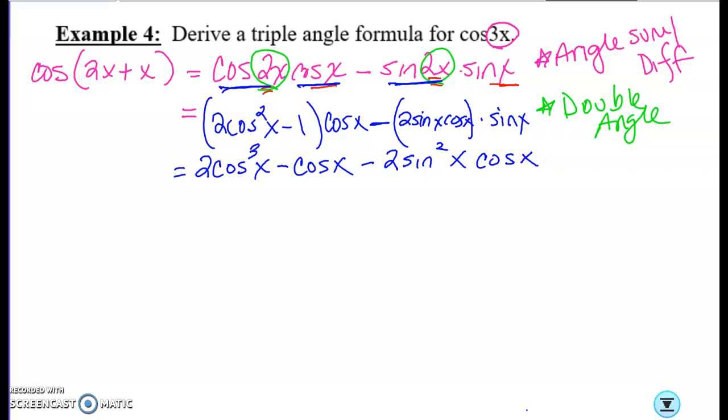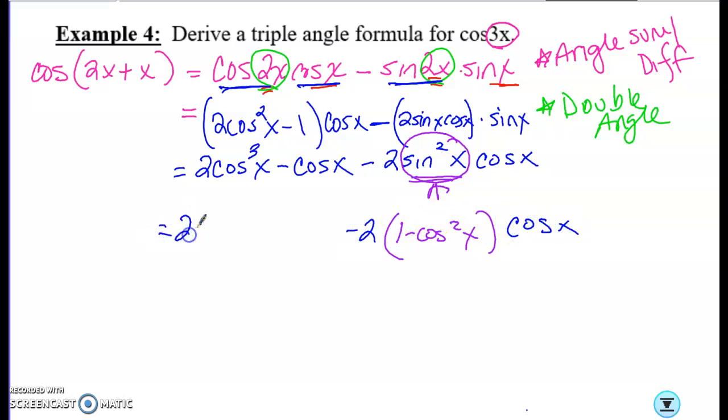But the other thing is, if you can, you want to try to get it all in terms of one trig function. We have the sine thrown in here, so we want to try to get rid of this guy. And I see sine squared, so that makes me think of my Pythagorean identity, which is 1 minus the cosine squared of x. So I'm going to substitute that in there and clean up this term. This over here is just fine. It's just going to wait.